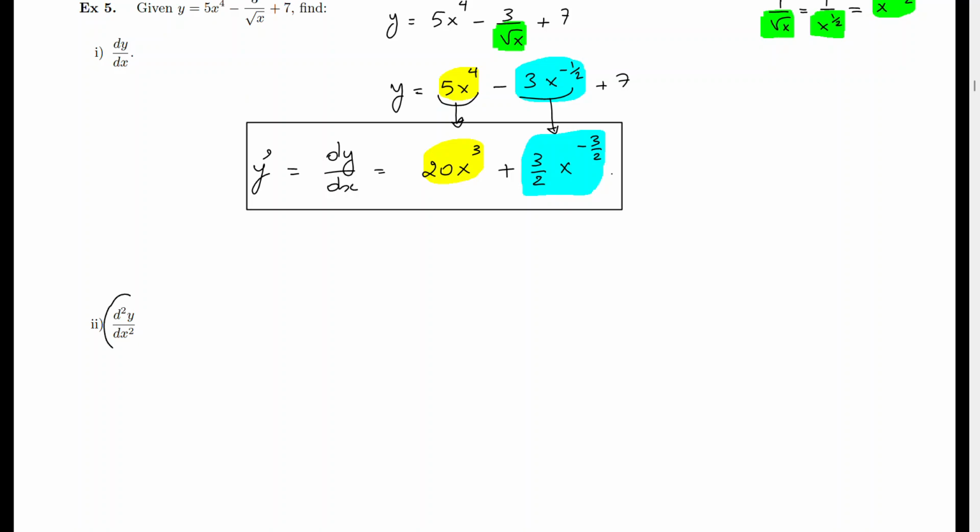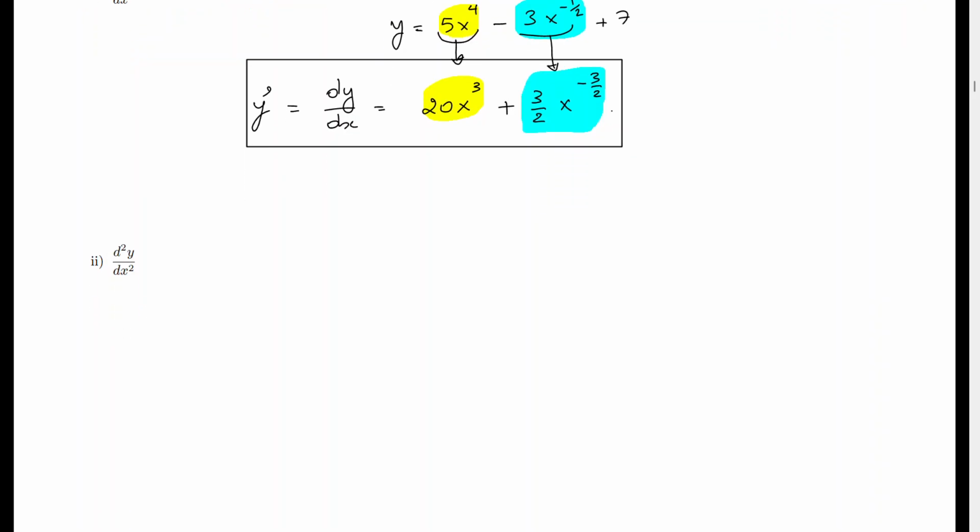So now for part 2, it's saying we want d2y over dx2. That's the notation for the second derivative. So how do I get the second derivative? Well, I start with the first derivative. My first derivative was 20x cubed plus 3/2 x to the -3/2. And since I want the double apostrophe answer, meaning the second derivative, with notation d2y over dx2, all I do is take the derivative of the answer that I have.